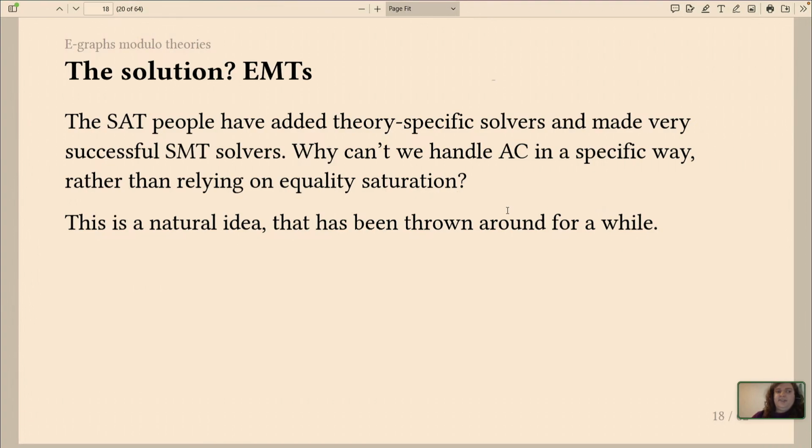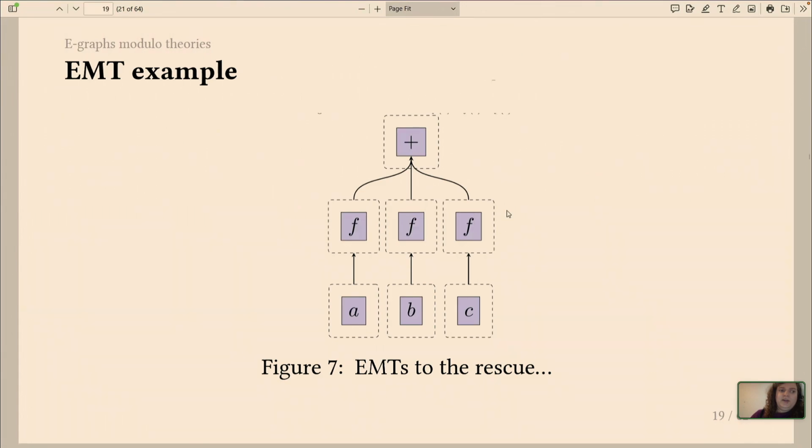It's a natural idea to consider working up to AC in your E-graph somehow. That's been thrown around for a while. Philip Zucker gave a very nice talk on it last year. But there are some technical issues that need to be ironed out to make this work properly. So here's an example of how we'd like it to work, right?